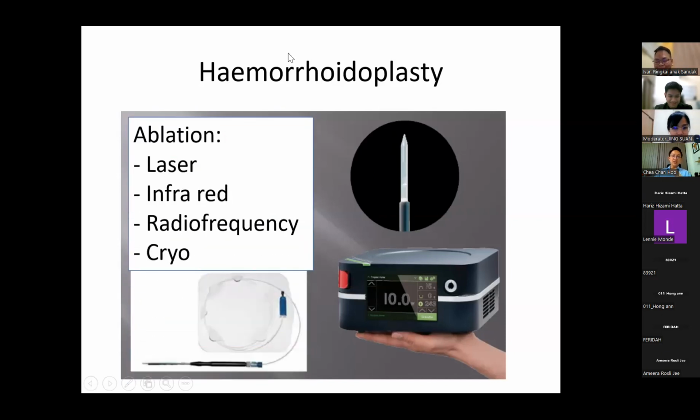So we call it ablation, but we don't only use laser. There's also some other forms of technology using infrared, radio frequency as well. And these are all heat. And I know some surgeons in Italy, they use cold, okay, cryo cold, to sort of freeze off the hemorrhoids and let it drop off by itself later on.